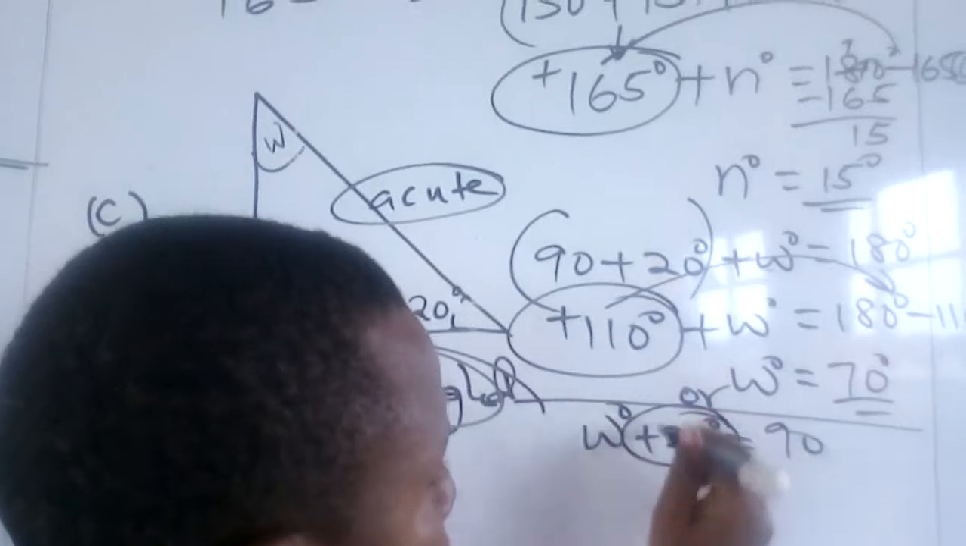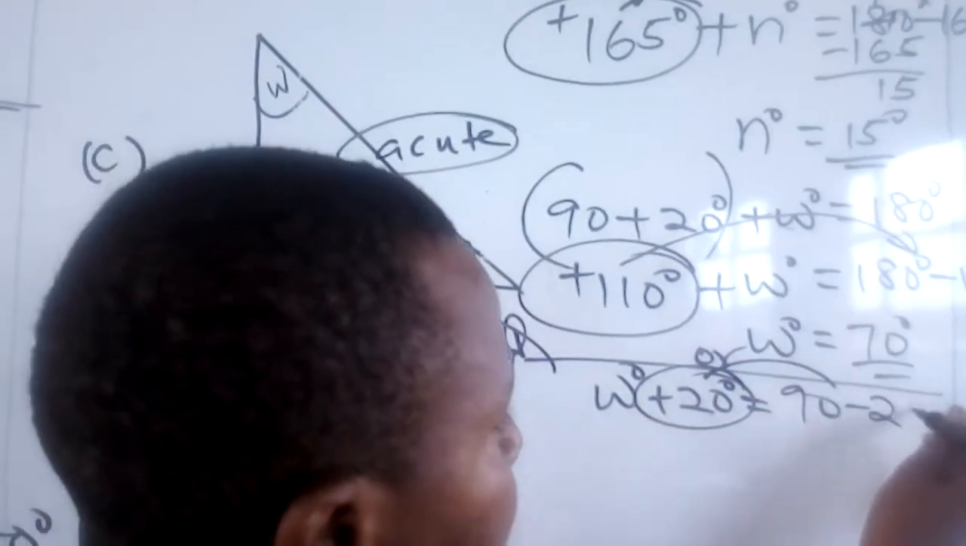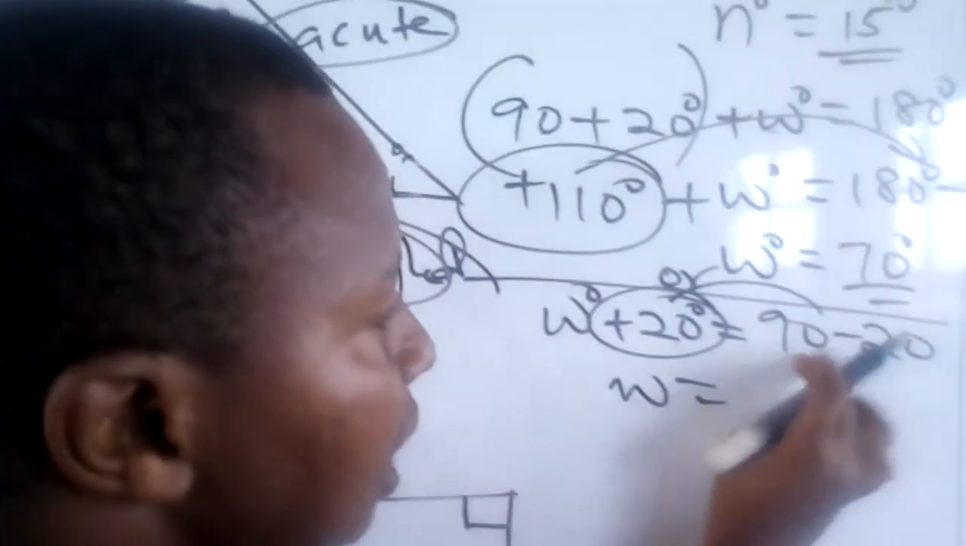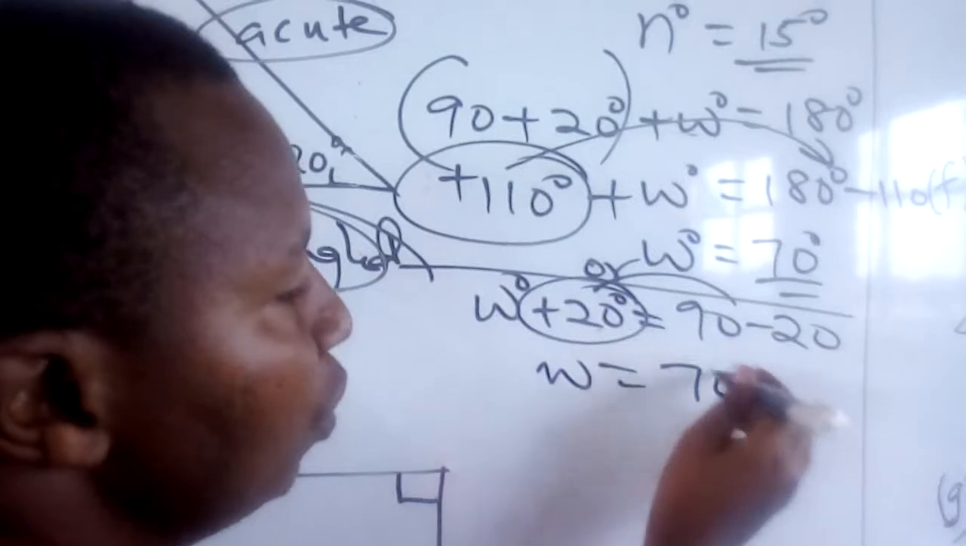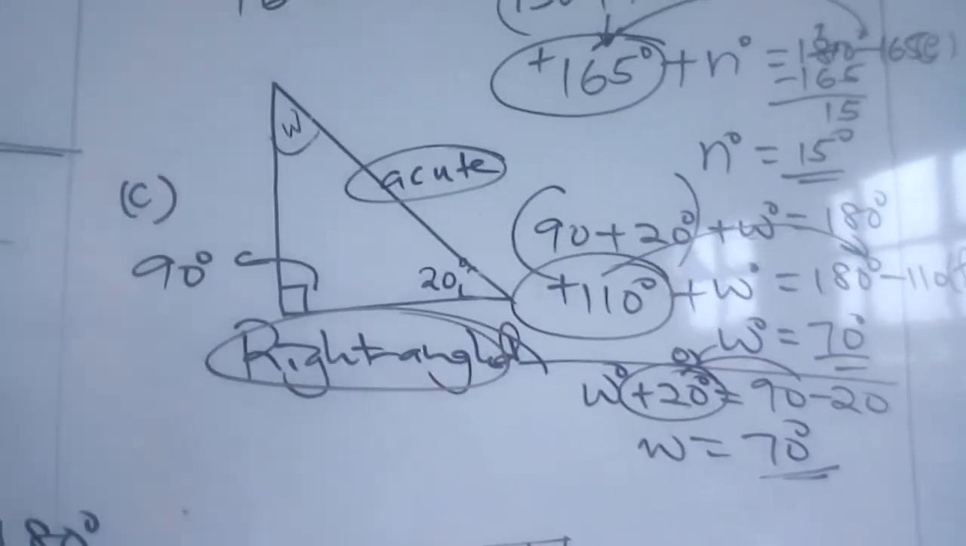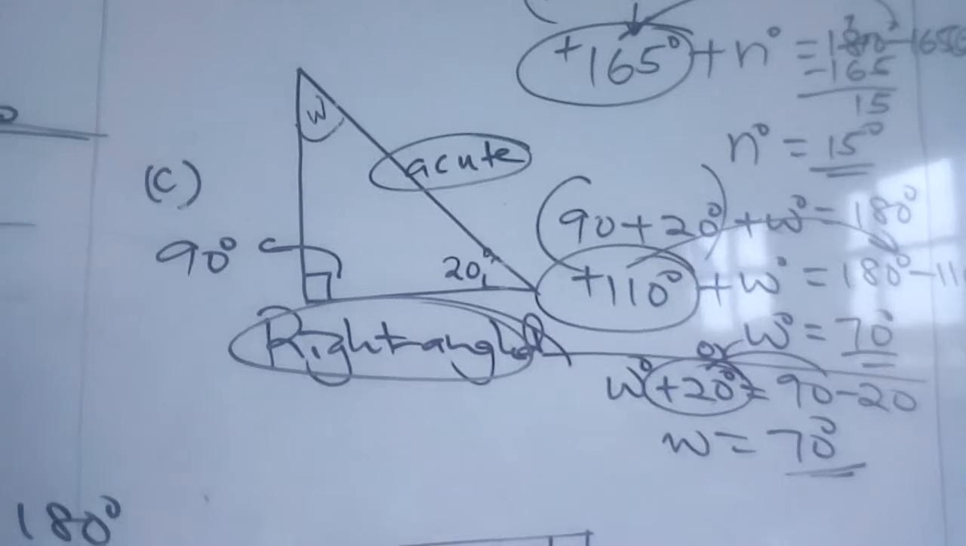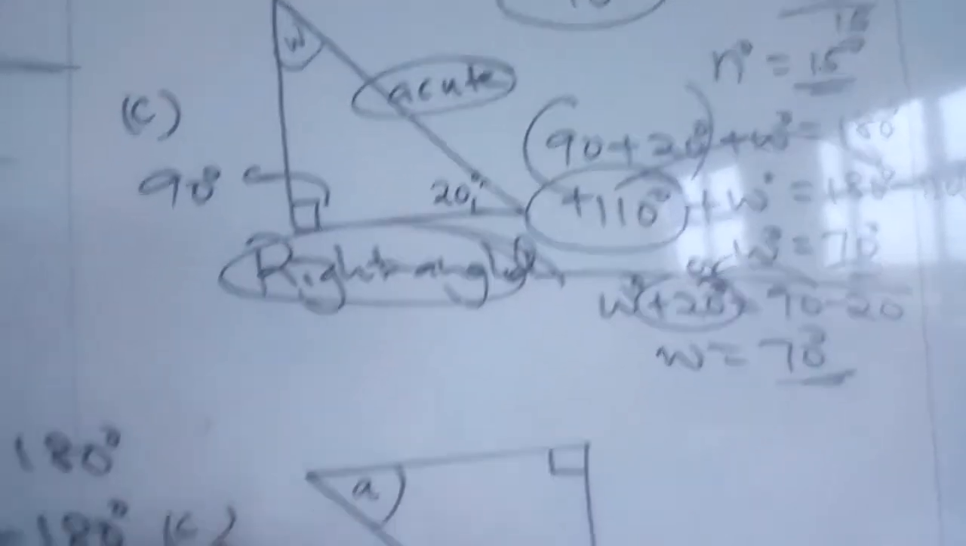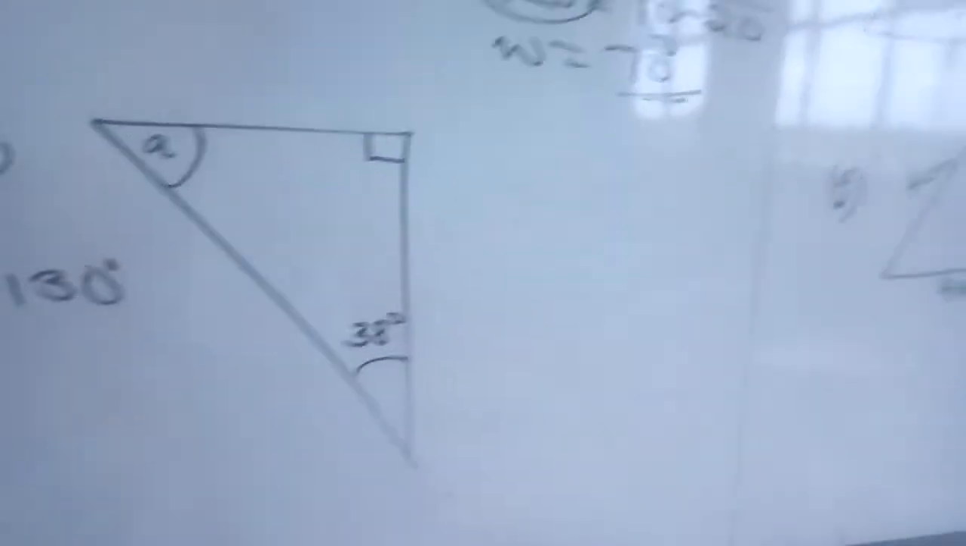So take this plus 20 to the other side to be minus 20. So our W is 90 minus 20, which is 70 degrees. So you can use the two ways to work out that part C. Our next question is part D here.